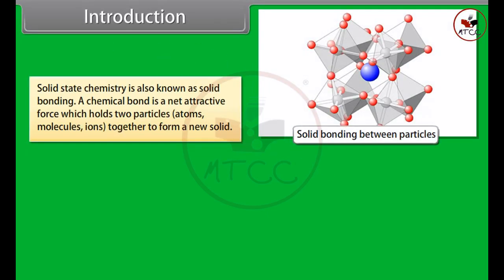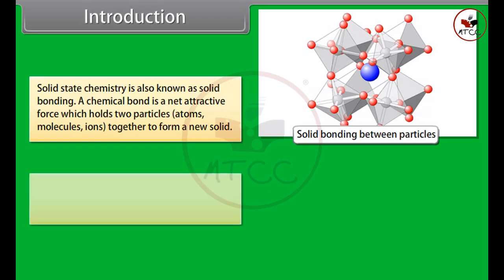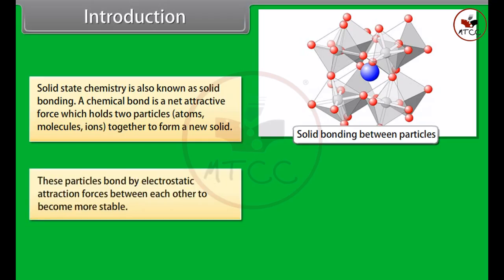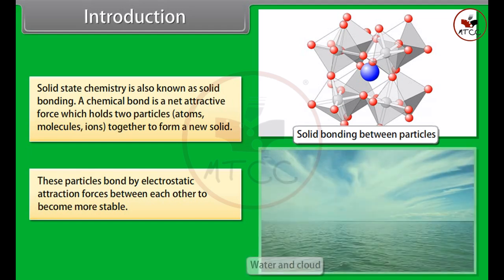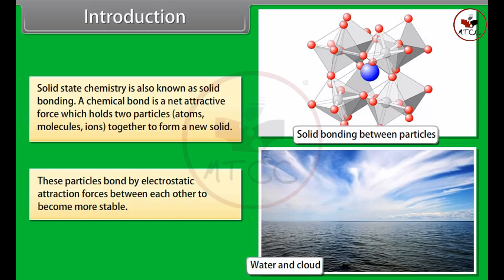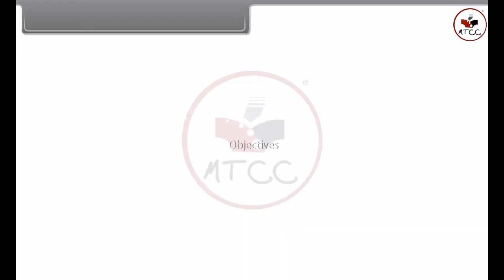Solid-state chemistry is also known as solid bonding. A chemical bond is a net attractive force which holds two particles (atoms, molecules, ions) together to form a new solid. These particles bond by electrostatic attraction forces between each other to become more stable. Think about it. If you're not solid, you will be nothing, not even water or cloud. Thanks to solid bonding.